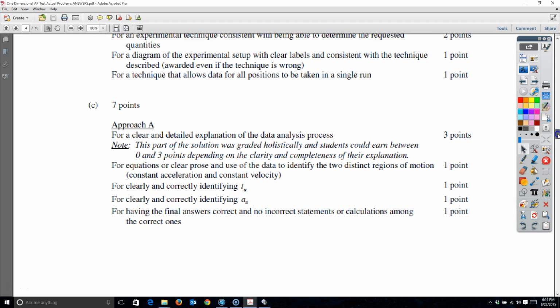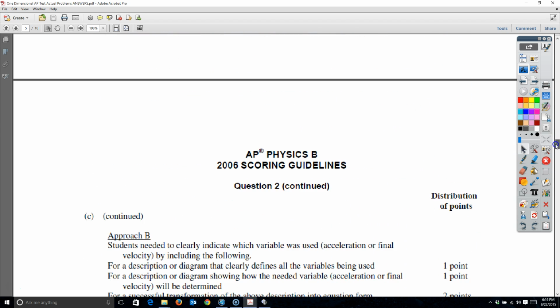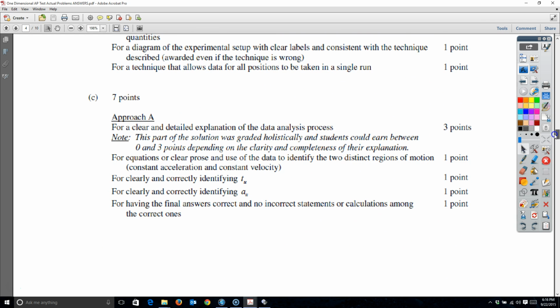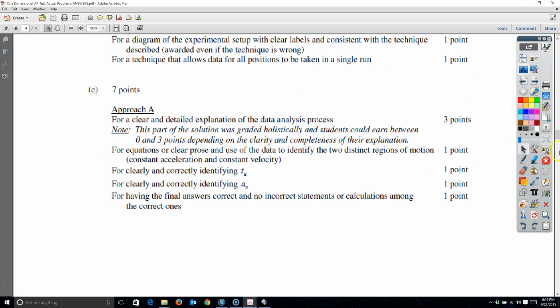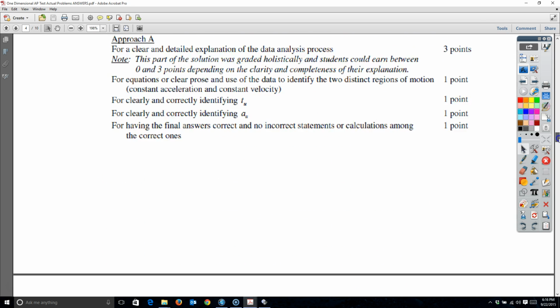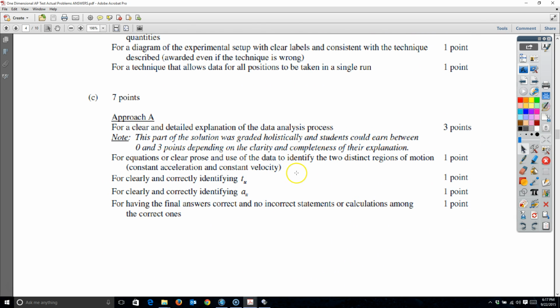The next part is letter C, and I can kind of show you what that would look like here. We've got a little bit of the answer here. We already talked about these things, so that's the one approach. Here's another approach that you could use. You clearly indicate which variable was used. So if you're doing just the approach using equations, this is what you would do. For description or diagram, that clearly defines all the variables, showing how you use those variables, put that into an equation, correctly solve. But we talked about really just doing this in a graph.